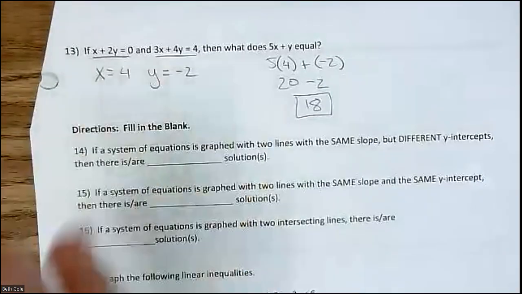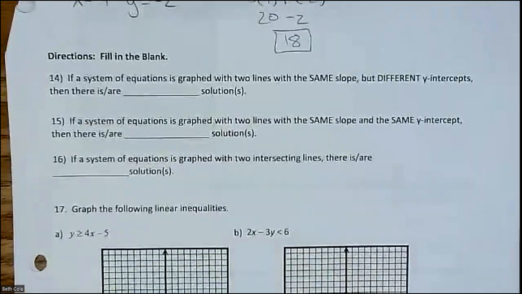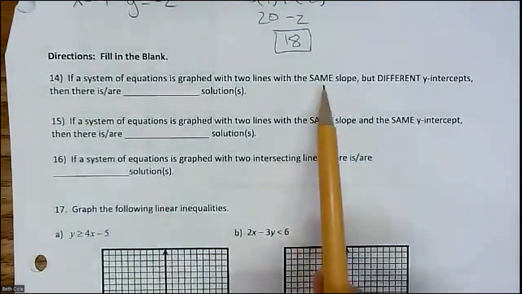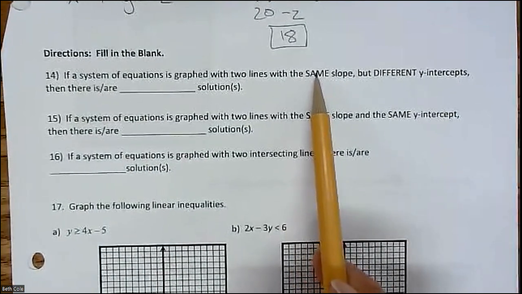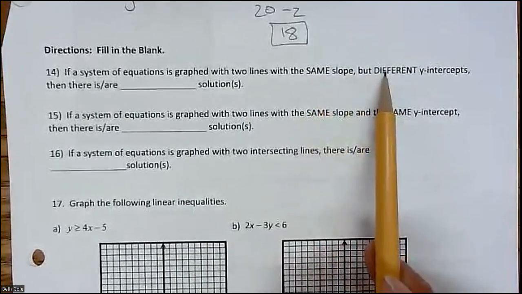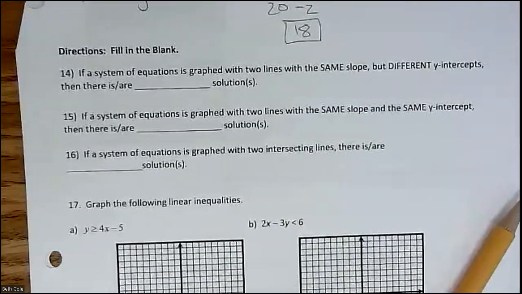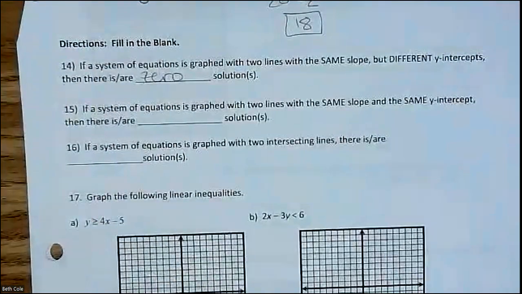So we put this in the calculator, got the answer, and then we just did that problem. We'll do the fill in the blanks, right? If a system is graphed with 2 lines with the same slope, think about what that would look like. Same slope, what would that be? Parallel, but different y-intercepts. So you'd have one like this and one like this. How many answers are you going to get? None. There are 0 solutions or none solutions, whatever. No solutions. There aren't any.